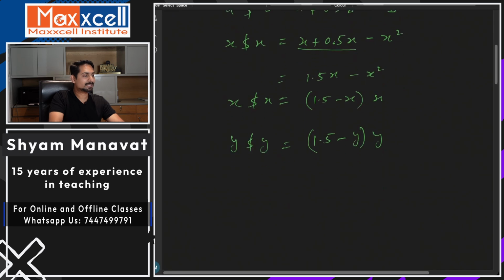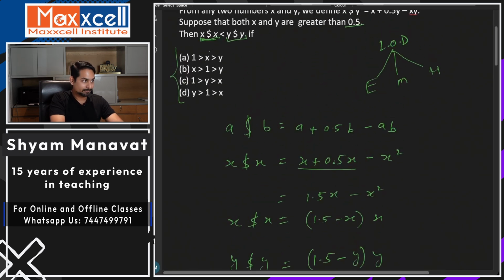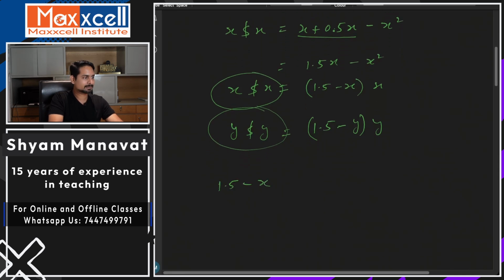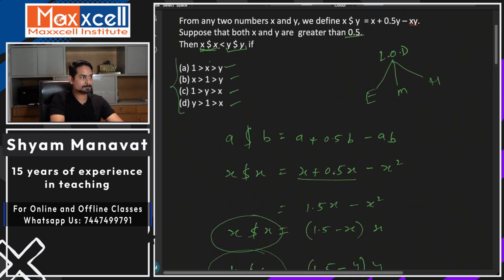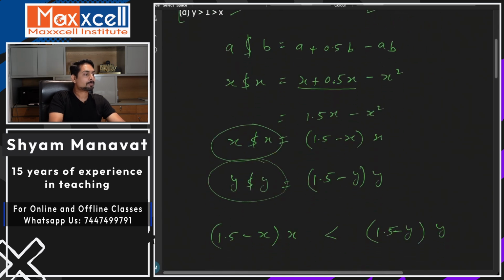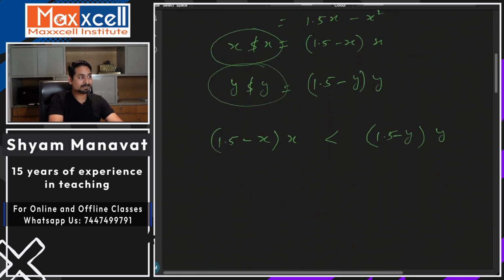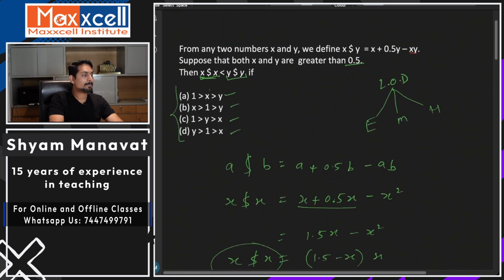Don't you think so? Now the question said, for which of the following options, which of these conditions should we consider so that this x $ x is less than y $ y. Or rather we can say 1.5 minus x into x is less than 1.5 minus y into y. We need to see for which of the following options, the question said. So which condition should we consider? We are lucky that we have no 'none of these' here. So we can go through the options one by one. Definitely we won't be able to conclude only by looking at this condition. We need to take help of the options. Even the question said this is the condition 'if', which obviously means from the options.